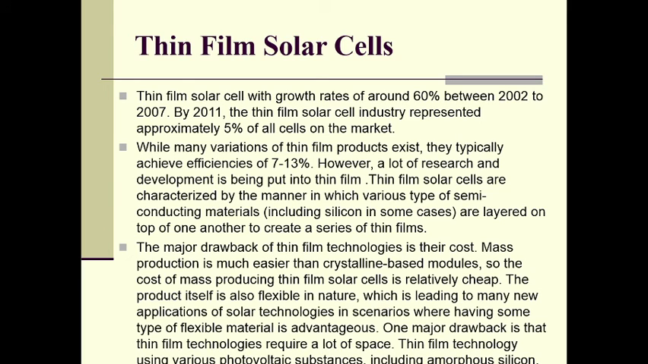The major advantage of thin film technologies is that their mass production is much easier than crystalline-based modules. So the cost of mass producing thin film solar cells is relatively cheap. The product itself is also flexible in nature, which is leading to many new applications of solar technologies in scenarios where having some type of flexible material is advantageous. One major drawback is that thin film technologies require a lot of space. Thin film technology using various photovoltaic substances, including amorphous silicon, is being developed.